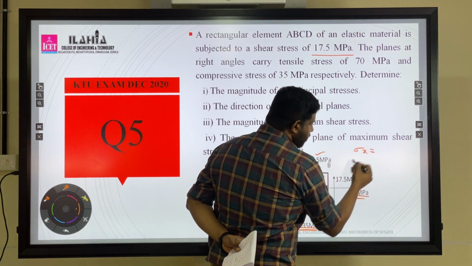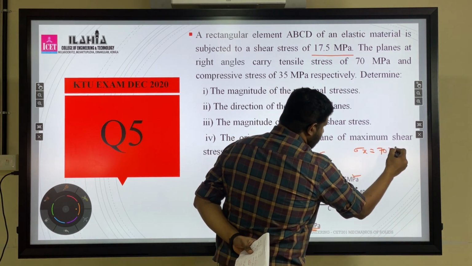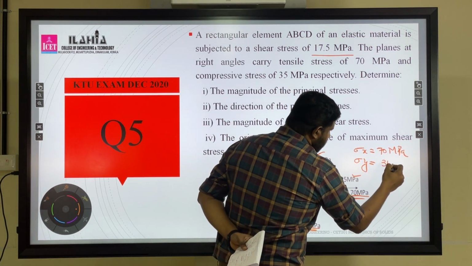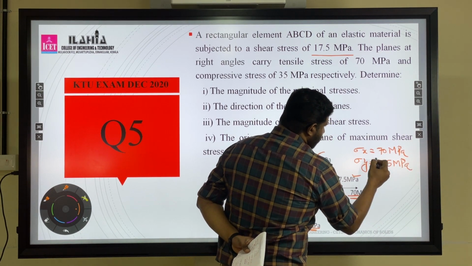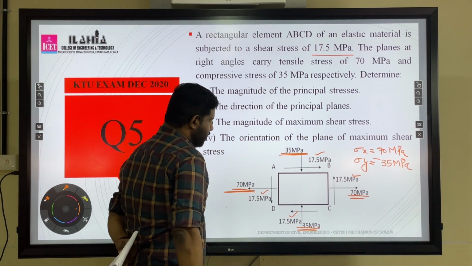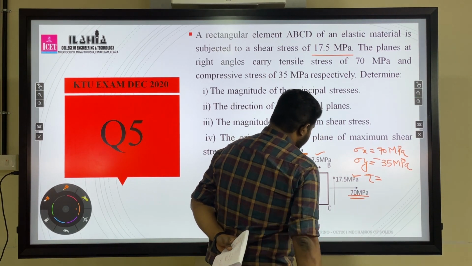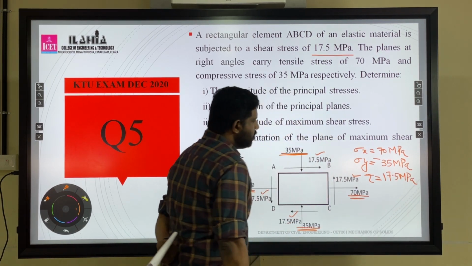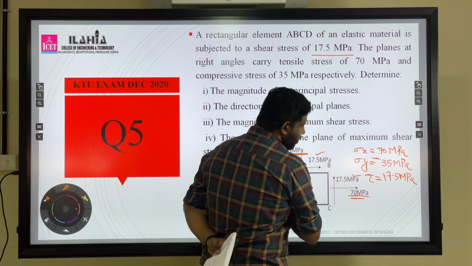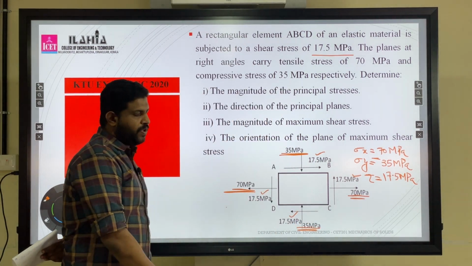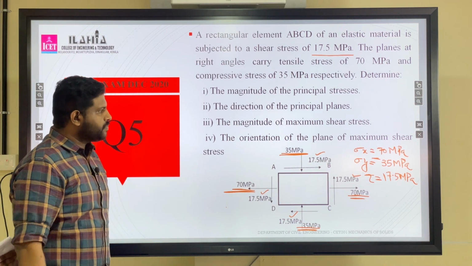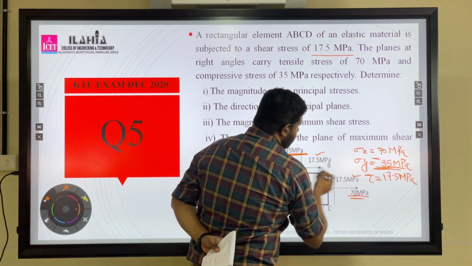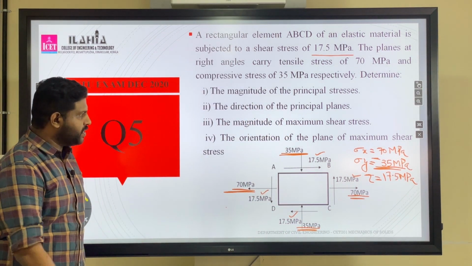Stress acting along the x direction, sigma x, that is a normal stress, that is 70 megapascal. Then along the y direction, that is 35 megapascal. You have to give a minus sign for this, as it is compressive in nature, and the shear stress for it is 17.5 megapascal. So these are the data given in the question. Keep in mind that here we have given a negative sign because it is compressive in nature. That is the difference in this problem, the main point you have to keep in mind when you do it. The sigma y value is negative since it is compressive in nature.